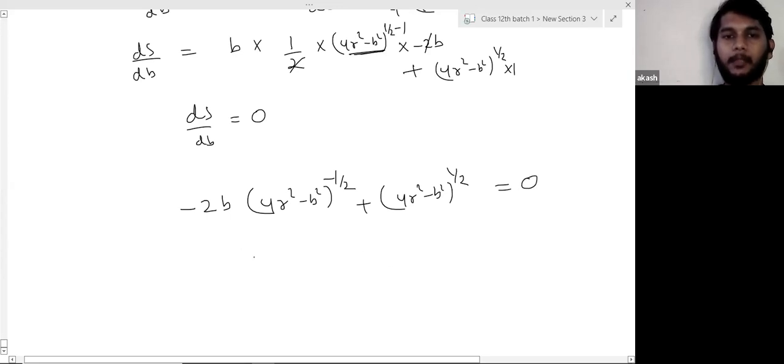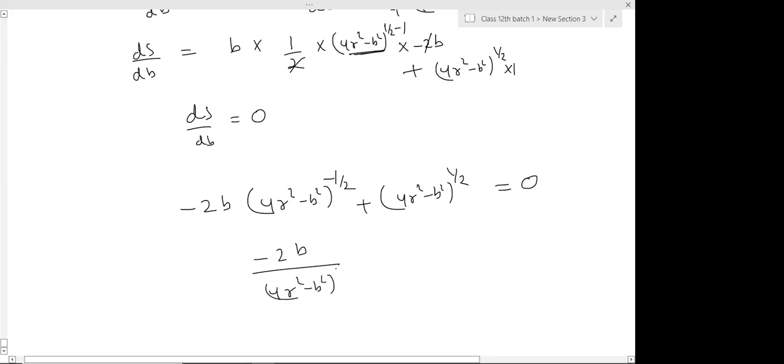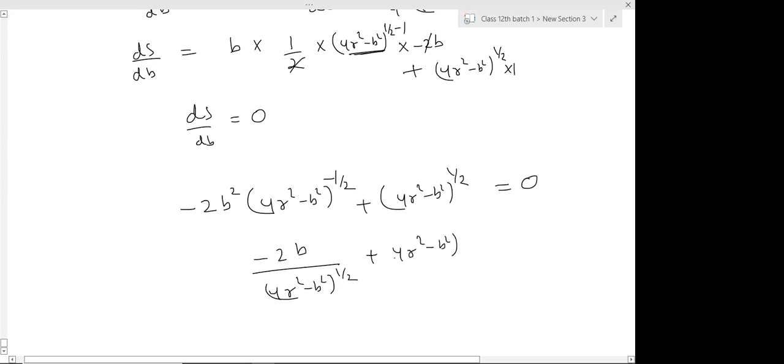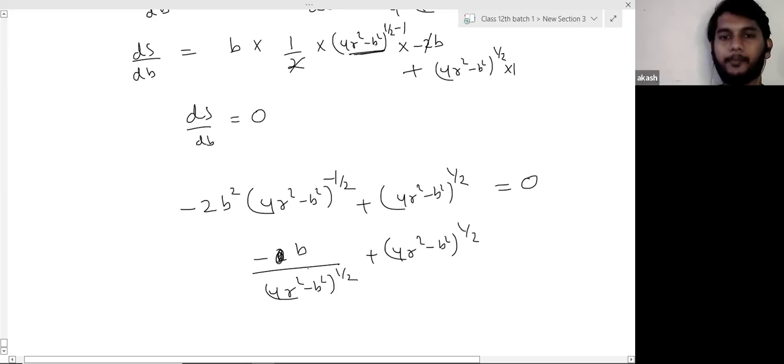So this is minus 2b upon (4r square minus b square) to the power half, minus b square. Sorry, there is no 2. I'm sorry. Equals to 0.